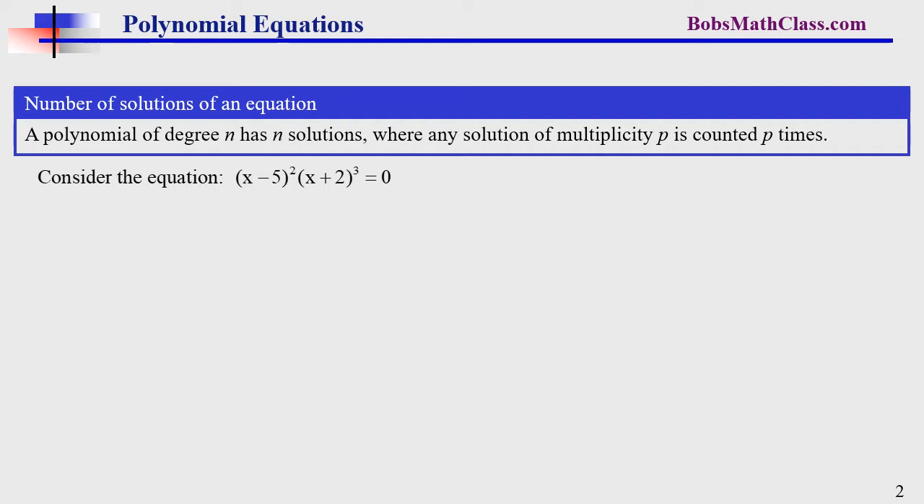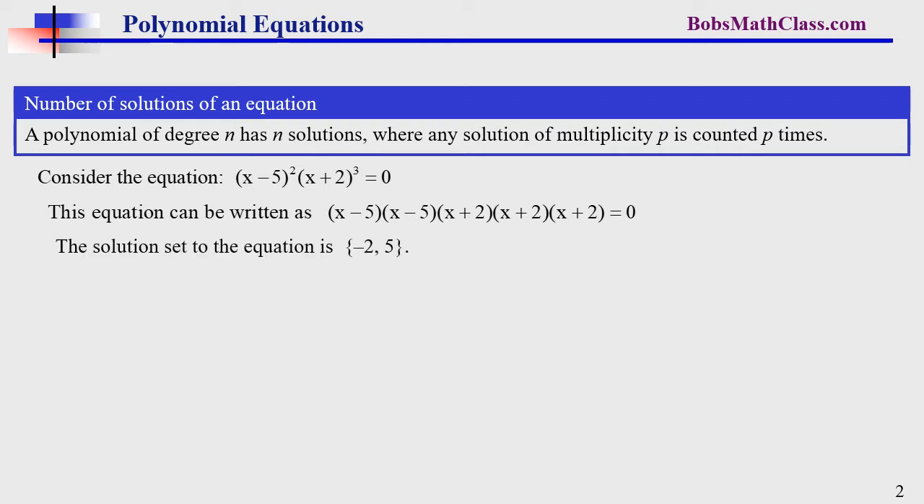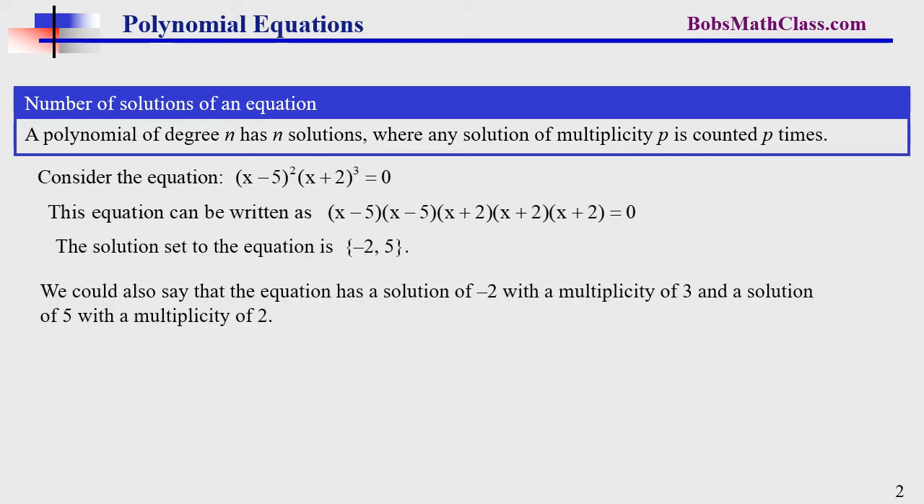So if we look at this equation, x minus 5 squared times x plus 2 cubed, if we multiply that all out, that's a 5th degree equation. Anyways, x minus 5 squared means x minus 5 times x minus 5. x plus 2 cubed means there's 3 x plus 2's. So we have two answers, negative 2 and 5. But the solution of negative 2 has a multiplicity of 3, and the 5 has a multiplicity of 2. So negative 2 is an answer 3 times, and 5 is an answer twice.